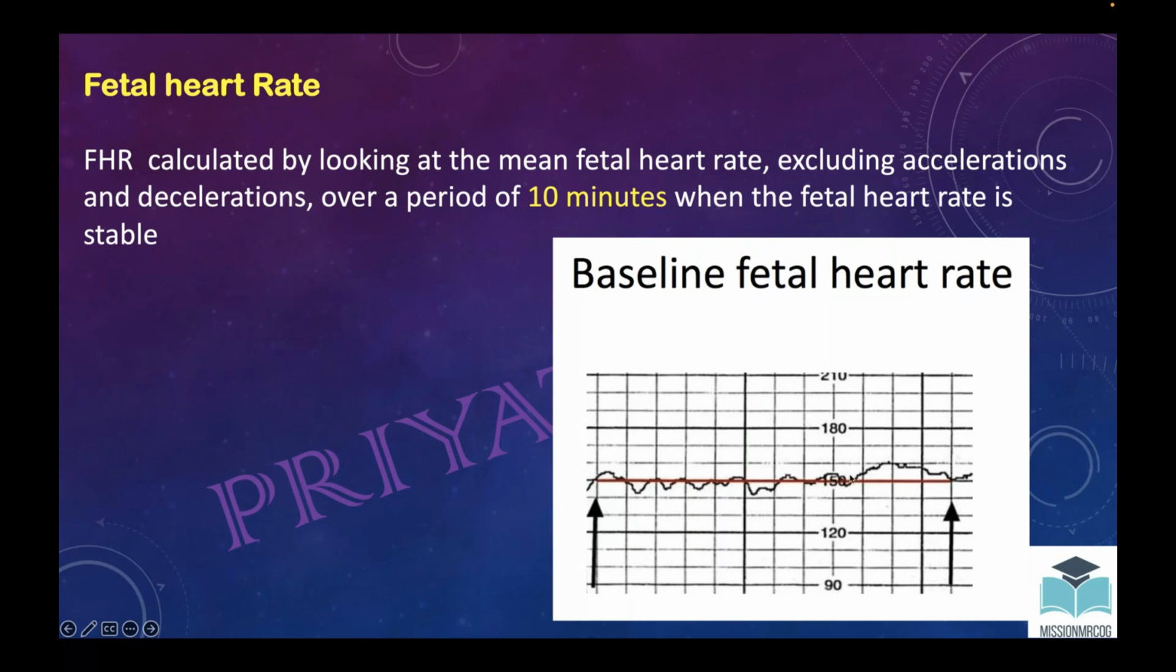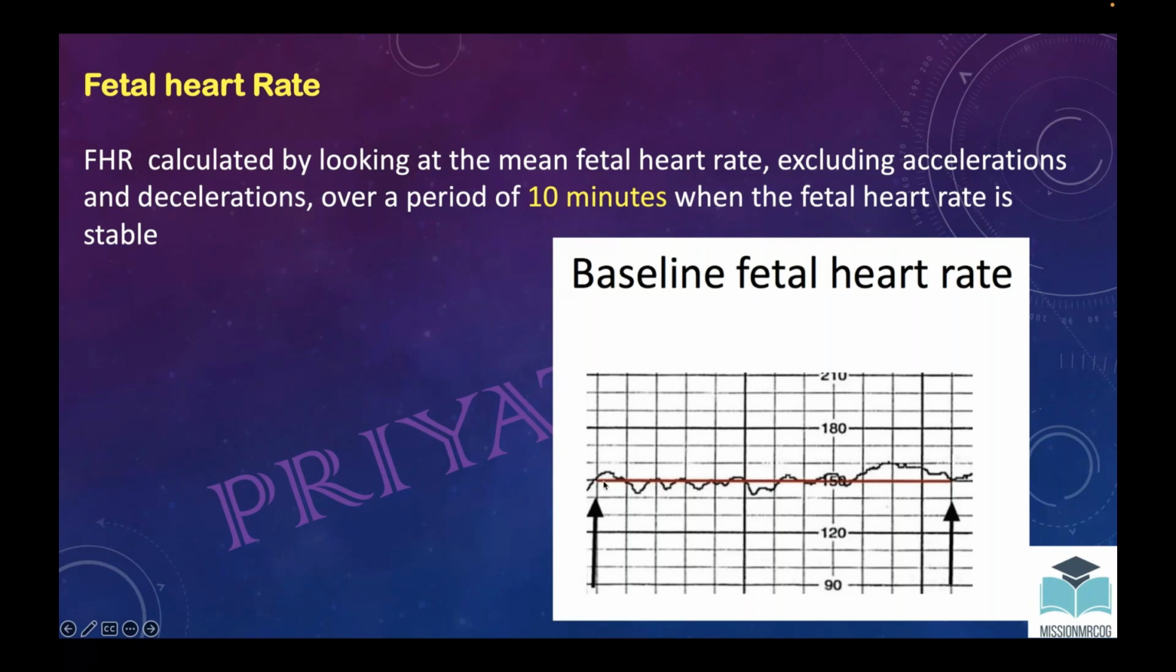Then you'll be able to find out the baseline heart rate. Please follow this definition, because I have seen people making mistakes in calculating this basic parameter in CTG, that is the fetal heart rate. I'm repeating it again. When you have to calculate fetal heart rate, take a 10 centimeter segment of your CTG trace, make sure that the accelerations and decelerations are excluded, then you will find a baseline rate. So this is the fetal heart rate.